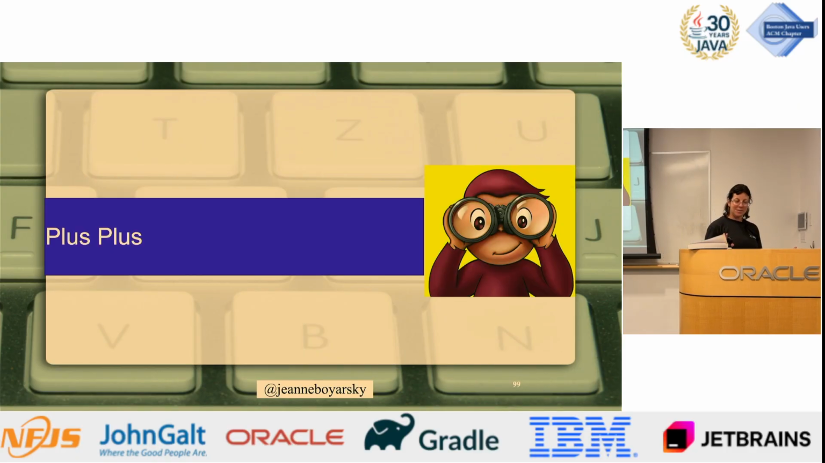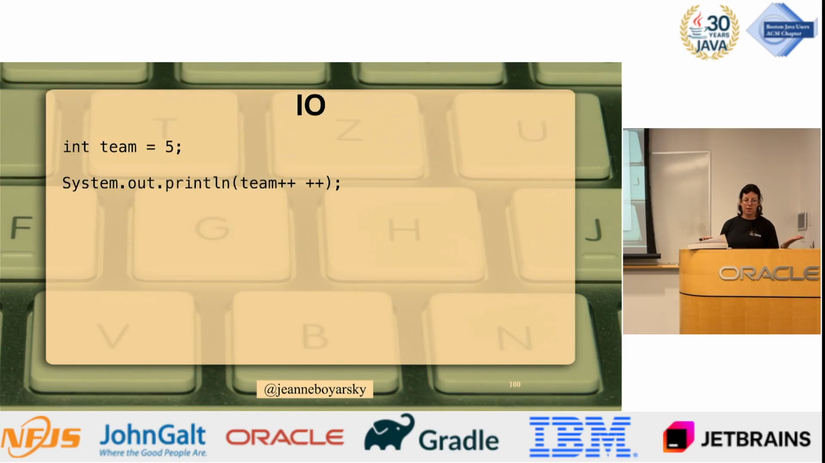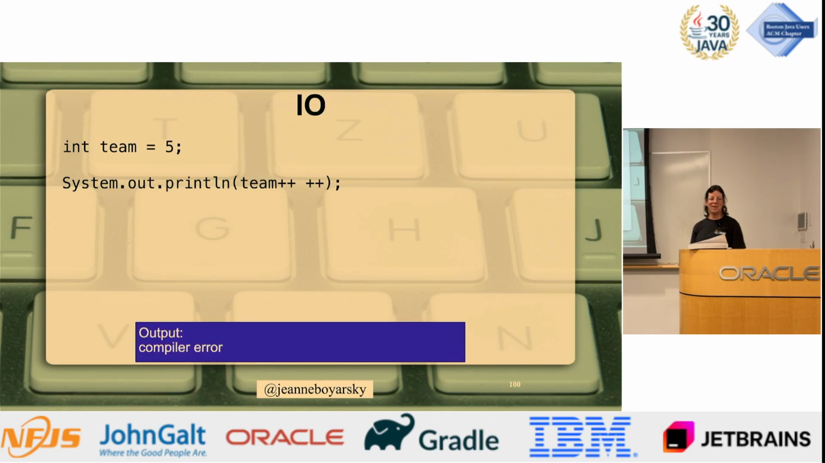We're nearing the end. I know everybody's tired. So we've got plus plus. We all know what i++ does. So let's look at a couple of examples of that. Here I've got teams++++. You can't do that. It'd be kind of cool if you could, but you can't. The second plus plus doesn't go with anything.